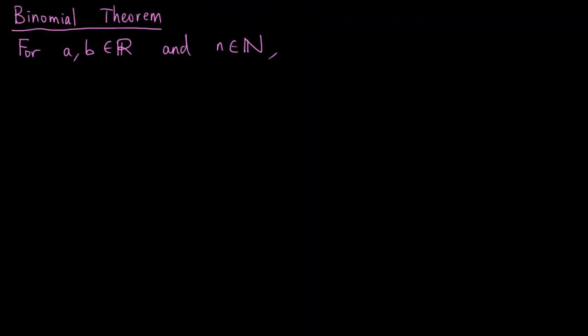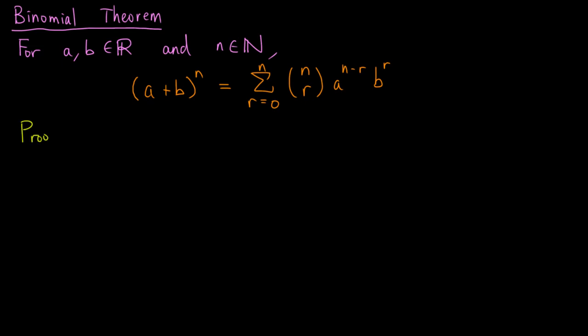Lastly, we introduce the Binomial Theorem, which states that for any real numbers a and b and positive integer n, (a+b)^n equals the sum of n choose r times a^(n-r) times b^r, from r equals 0 to n. There are many proofs of this result, including the use of mathematical induction. Here we will just present one of them.